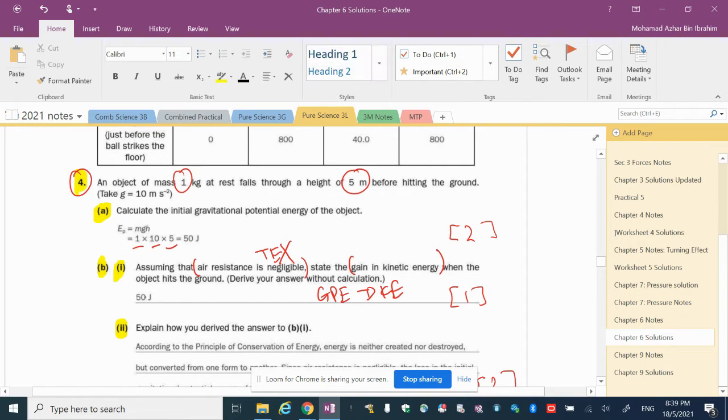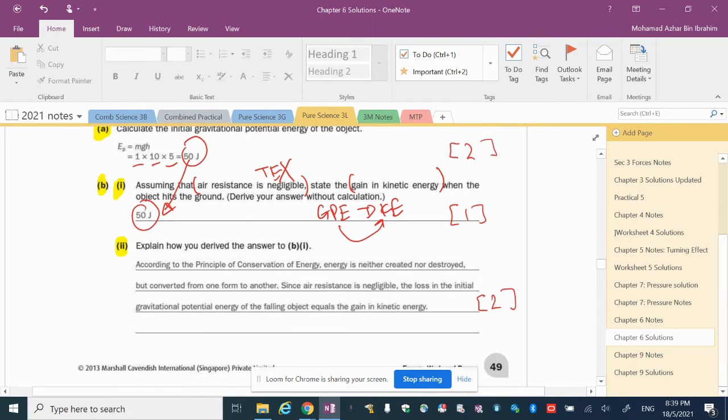So there is no need actually to calculate. Whatever you calculated for GPE is equals to 50 joules because all the GPE is converted to KE. So how do you derive? You just explain using principle of conservation of energy.